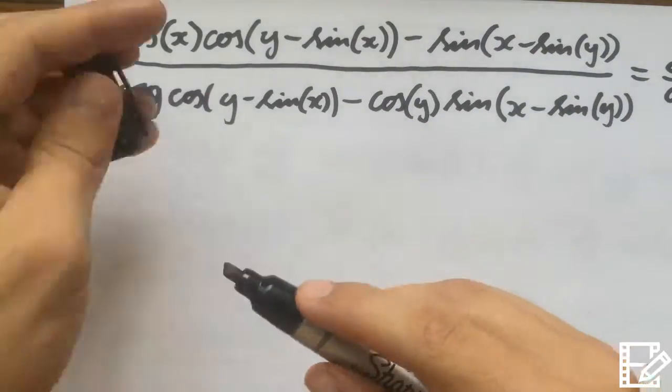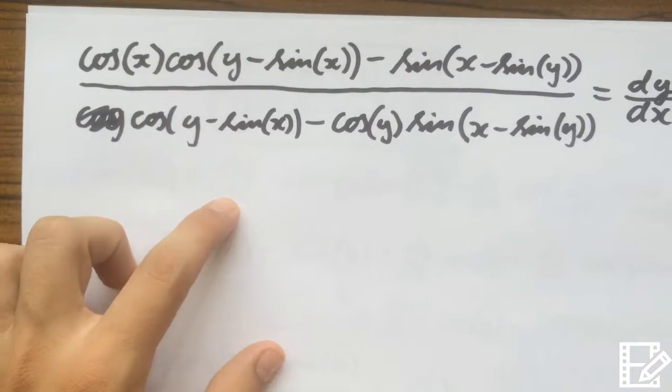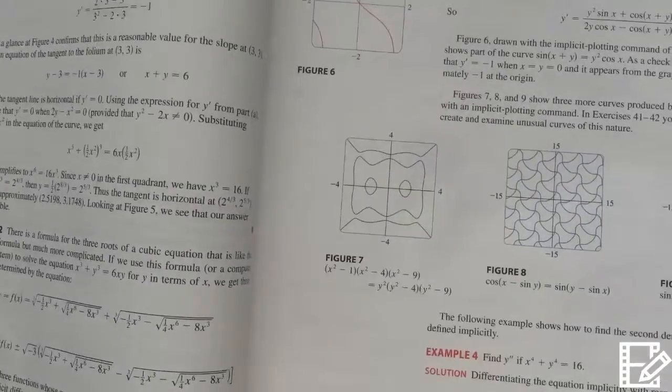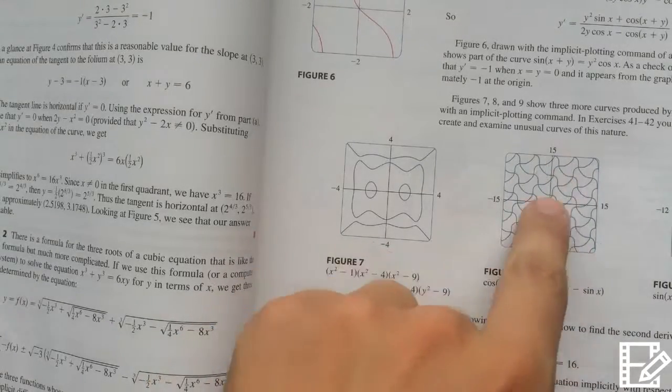Alright, so just to clarify, if we put in an x and a y point, we'll be able to tell the slope anywhere on this graph.